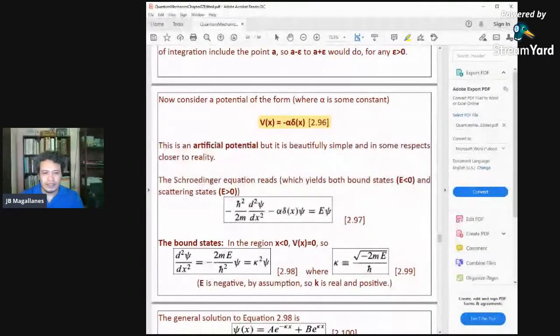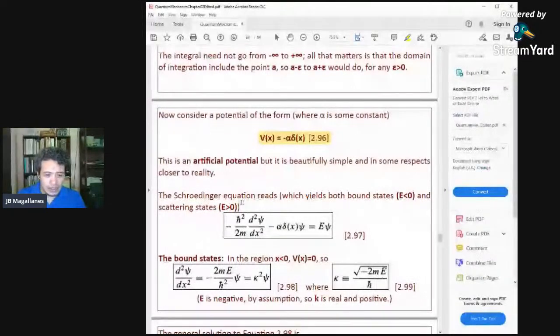There's a note here. This is an artificial potential, but it is beautifully simple and in some respects closer to reality. So in this case, if your potential is this one, then your stationary state Schrödinger equation, or time-independent Schrödinger equation, will read as this: negative h bar squared over 2m, second derivative of phi with respect to x, minus alpha delta x times phi equals E phi.